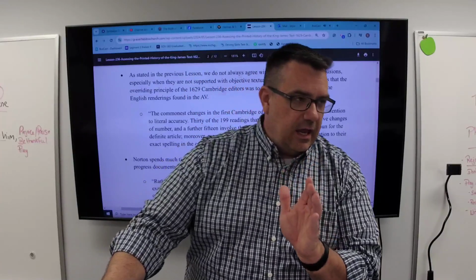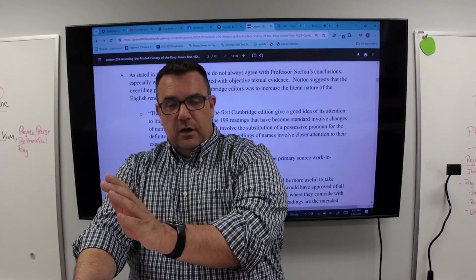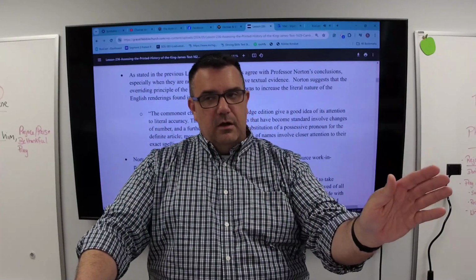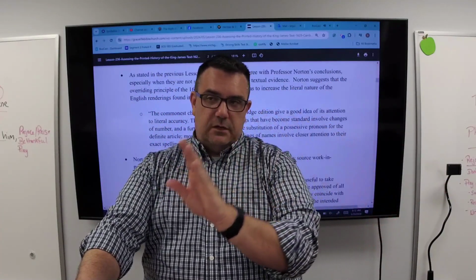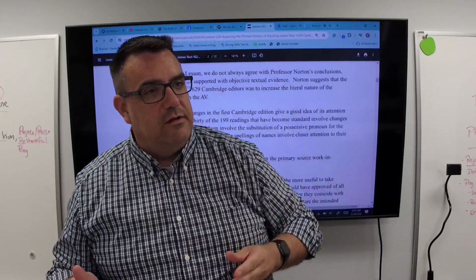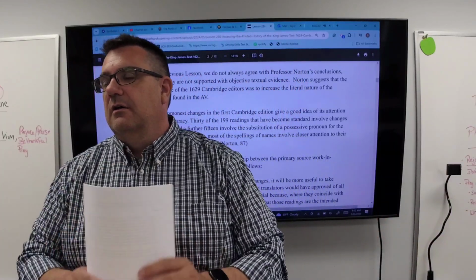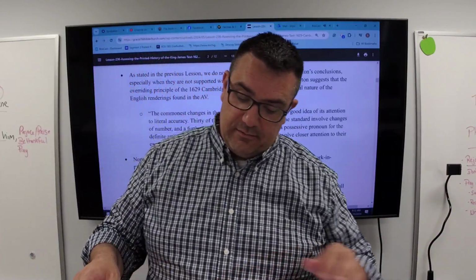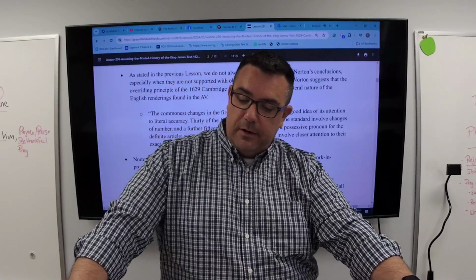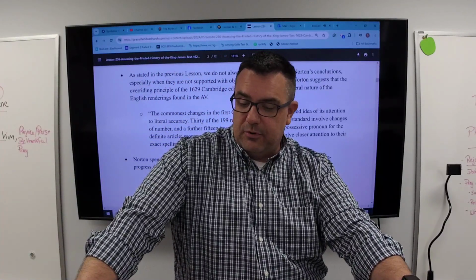So what he's saying is, as they do this work, they're comparing the work against the original, and the majority of the adjustments they're making are to render the King James text more literal in some cases than what was originally represented by the translators. Norton spends much time discussing the relationship between the primary source work-in-progress documents.